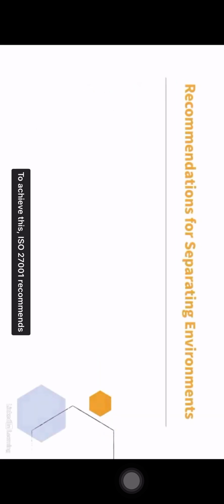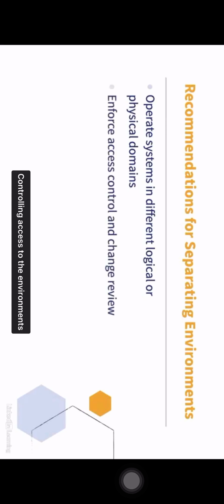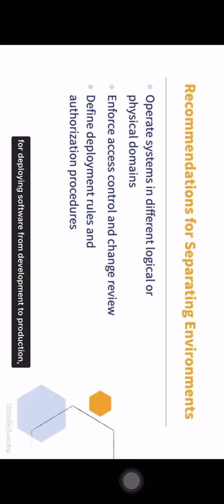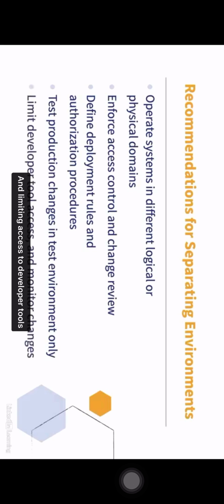To achieve this, ISO 27001 recommends separating the development and production systems by operating them in different logical or physical domains, controlling access to the environments and preventing a single person from having the ability to make changes to both development and production without prior review and approval, documenting and enforcing clear rules for deploying software from development to production, ensuring proper authorization procedures are in place, testing changes to production systems in the testing environment only, and limiting access to developer tools like compilers, editors, and utility programs, monitor environment changes, and track code alterations.